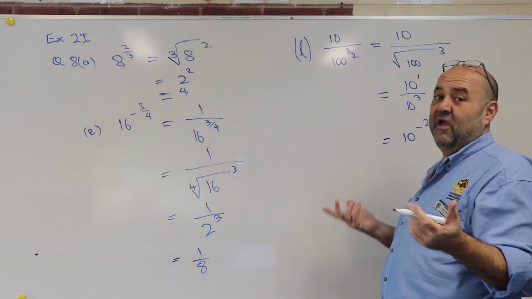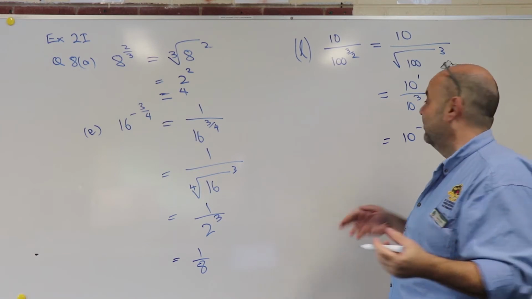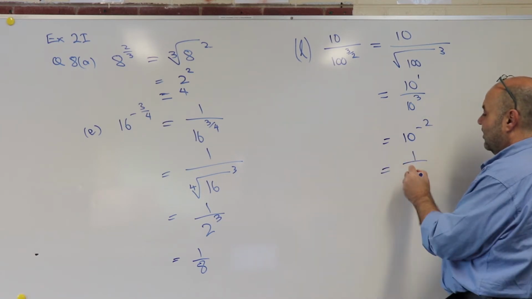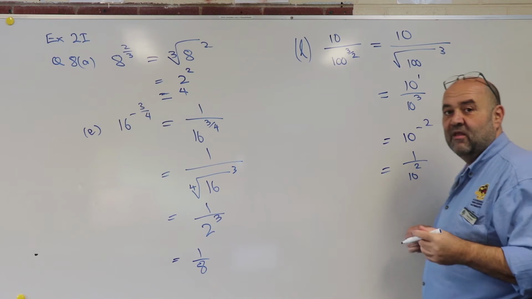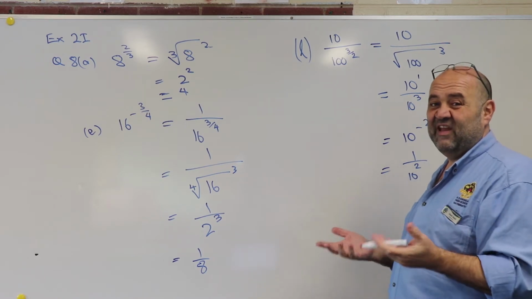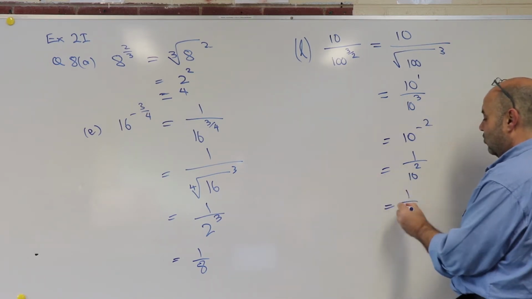Okay, now I've got a negative power. Don't panic. What does the index law say? It means it's on the wrong side of the vinculum. 1 over 10 squared. 10 squared is 10 times 10. So it's 1 over 100.